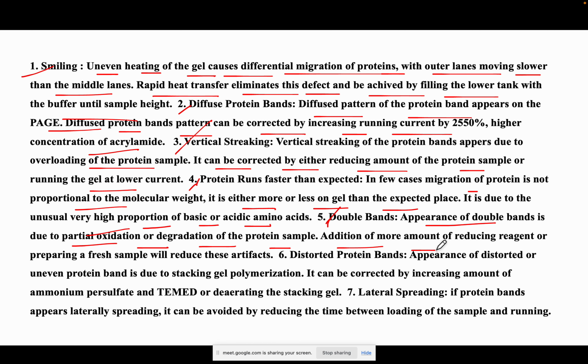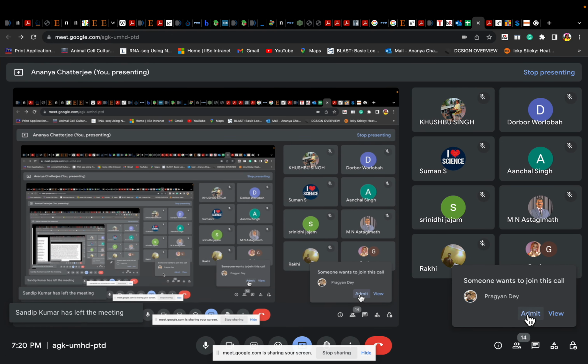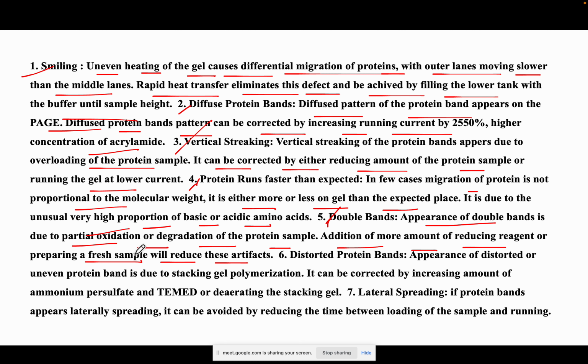Addition of more amount of reducing agent or preparing a fresh sample will reduce these artifacts, or distorted protein bands. So appearance of distorted or uneven protein bands is due to stacking gel polymerization.